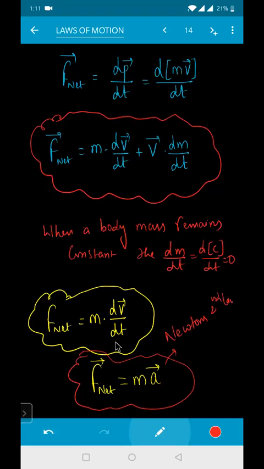F is nothing but what? Rate of change of momentum. You can write it directly like this also: F is equal to dp by dt is also the second law, or F is equal to m into a is also called your second law. Newton's second law includes the first law as a special case. If net force becomes zero, then what will the acceleration be? Zero. That means the object's velocity does not change.